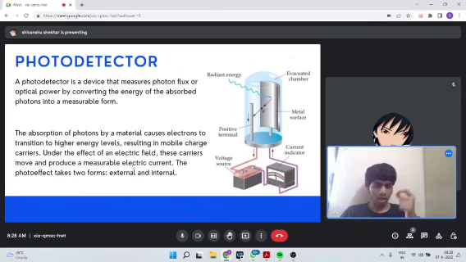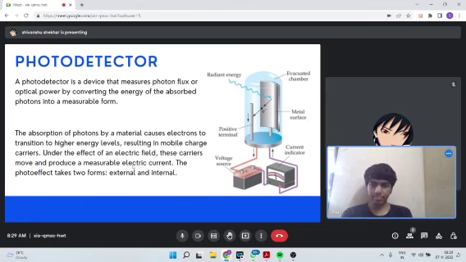To prove how this works, we have a photodetector to measure the amount of optical energy coming out. A photodetector is basically a device that measures the photon flux or the optical power by converting the energy of the absorbed photons into a measurable form. Through the photoelectric effect and other phenomena, we know that we can convert optical energy to electronic energy, and electronic energy has multiple sophisticated ways to measure it. For example, an ammeter or voltmeter, we can quantify the amount of energy coming in an optical format and do calculations based on the same.